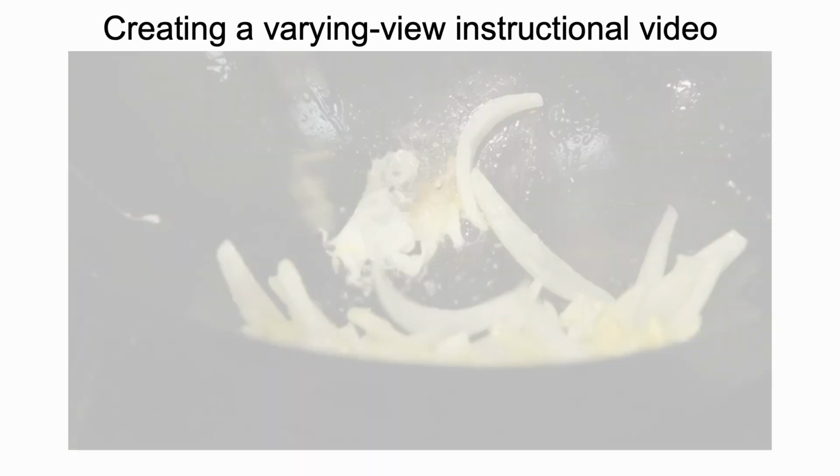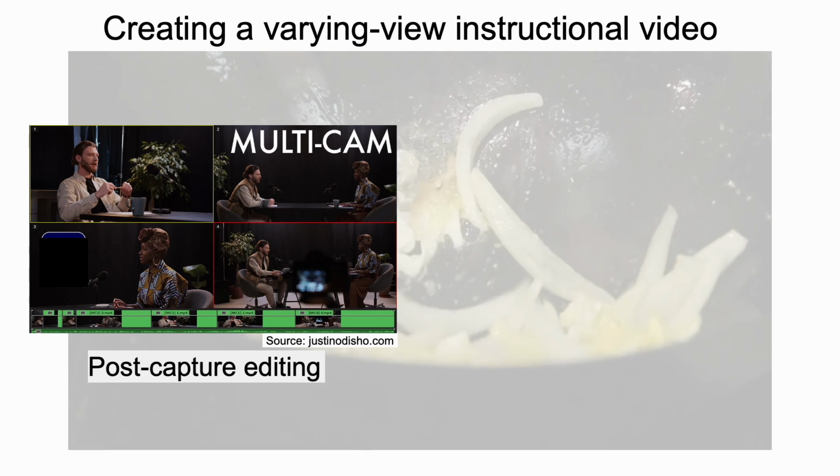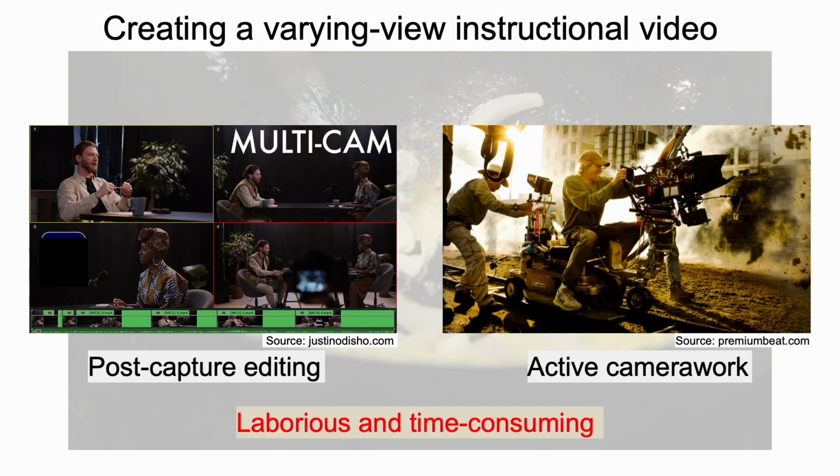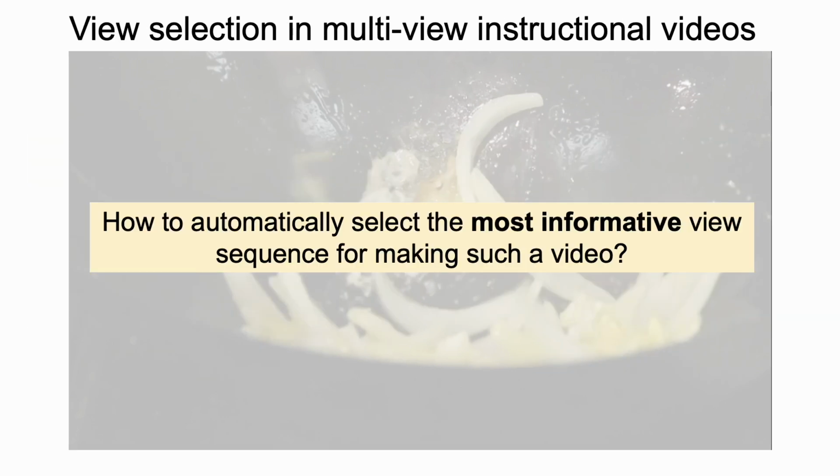But how do you make such a varying view video? The tradition has been to either do a post-capture editing of a multi-view video or perform active camera control when shooting the video. However, both these processes require manual effort and as a result are laborious and time-consuming. This naturally raises the question: how to automatically select the most informative view sequence for making such a video? To answer this question, we tackle the task of view selection in multi-view instructional videos.